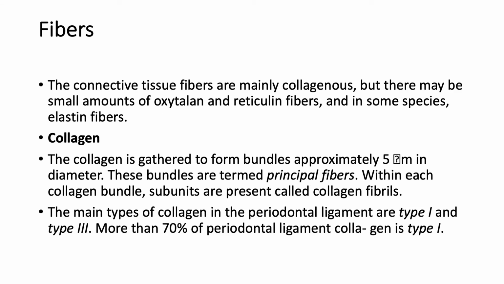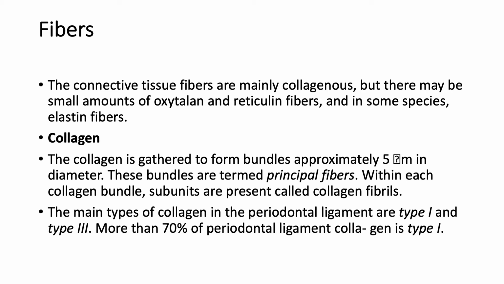Fibers of the periodontal ligament. The connective tissue fibers are mainly collagenous, but there may be a small amount of oxytalan and reticulin fibers, and in some species, elastin fibers. So, first of all, collagen. The collagen is gathered to form bundles approximately 5 micrometers in diameter. These bundles are termed principal fibers. Within each collagen bundle, subunits are present called collagen fibrils.